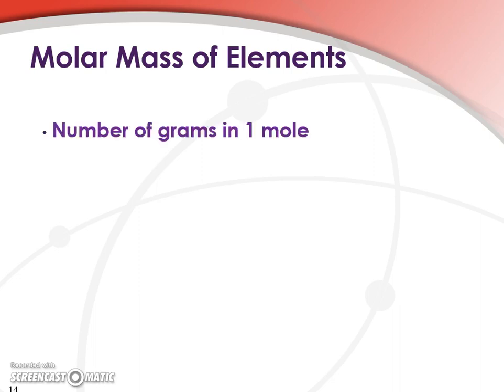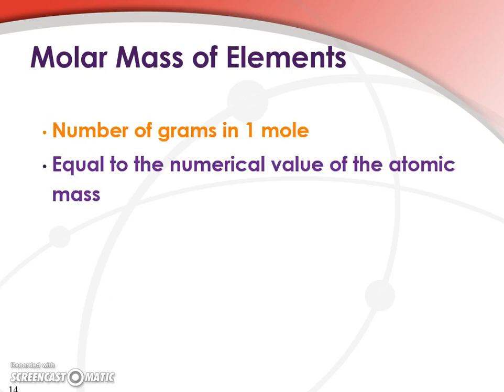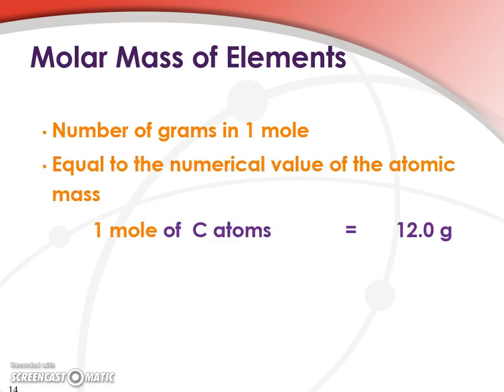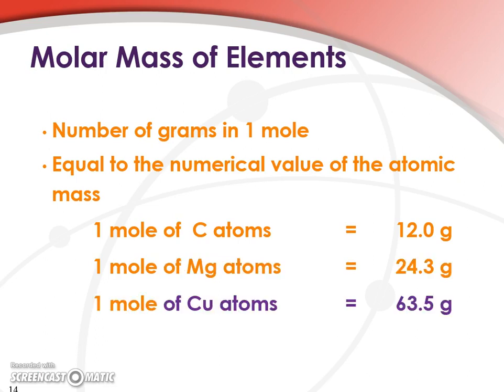So the molar mass of an element is the number of grams in 1 mole of that element. And it's equal to the atomic mass. So a mole of carbon atoms is 12 grams. A mole of magnesium atoms, 24.3 grams. And a mole of copper atoms, 63.5 grams, straight off of the periodic table.